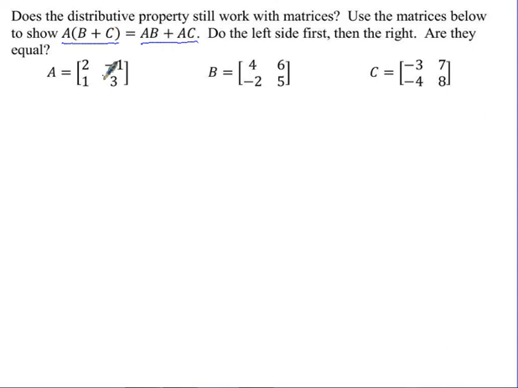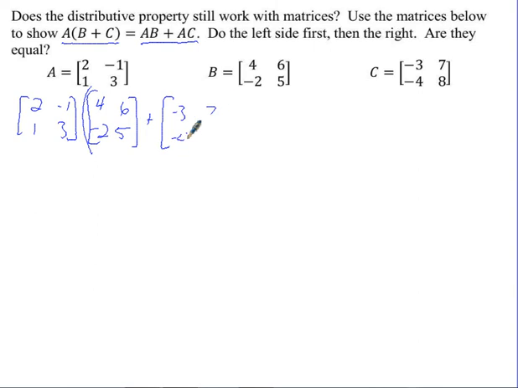So if I write all this out, it will be the matrix A, which is 2, -1, 1, 3, times the matrix B, which is 4, 6, -2, 5, plus the matrix C, which is -3, 7, -4, 8. So I'm just writing that all out nice and formally. We can add these two things together right now. So I'll still have the matrix 2, -1, 1, 3. That's my matrix A. And it will be times the result of these two things being added together.